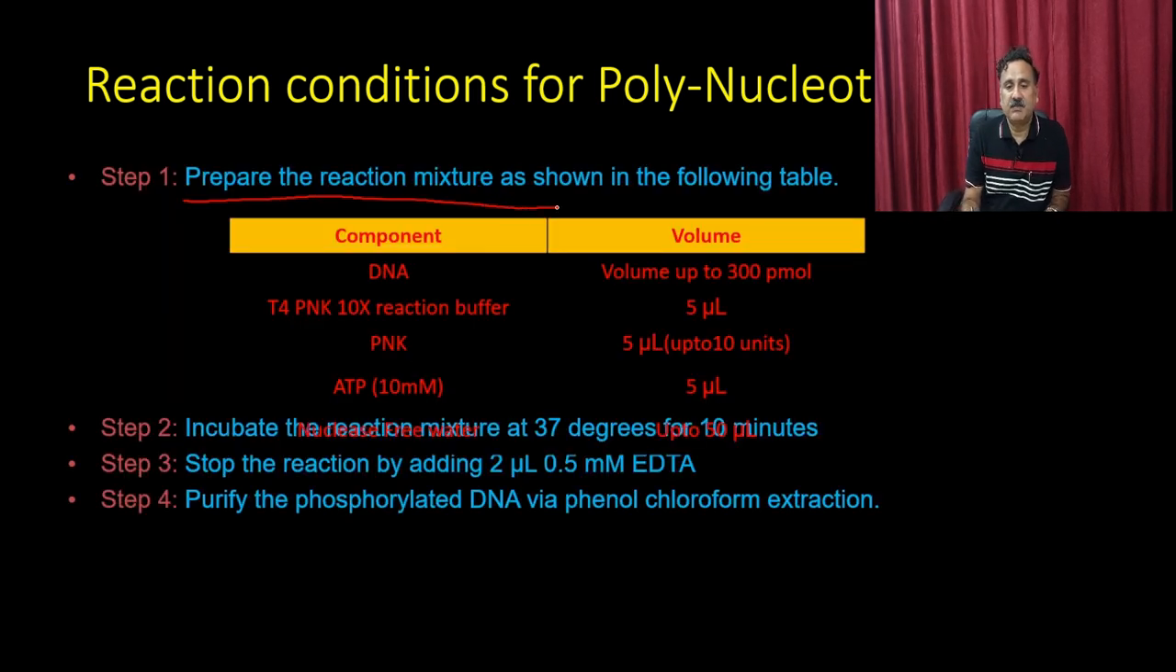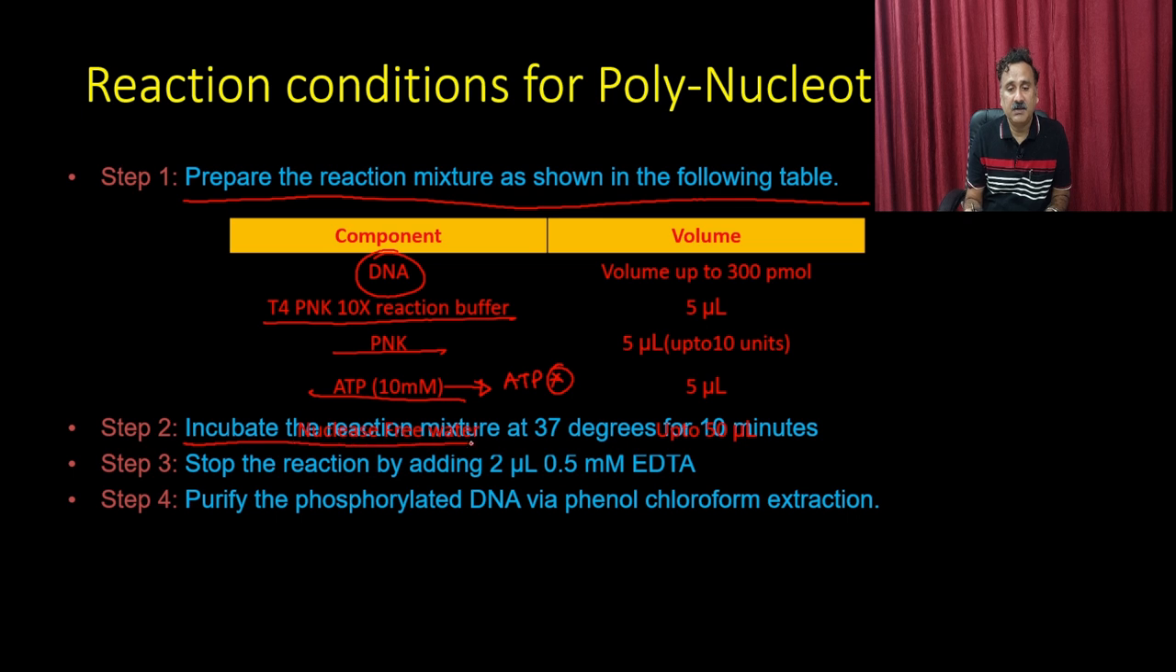You prepare the reaction buffer as in the following table. You are going to have the DNA, the buffer, then the enzyme, then ATP. If you want to label the DNA, instead of regular ATP you can use ATP where the phosphate is going to be radiolabeled. Then you incubate the reaction mixture at 37°C, and the total reaction volume will be 50 microliters.